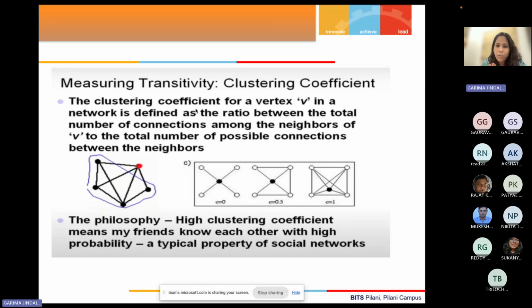First of all, how do we measure transitivity in networks? There is a measure called the clustering coefficient, which we will study. The clustering coefficient quantifies the transitivity in the network. The higher the clustering coefficient, the higher the possibility of your friends becoming friends with each other, and the higher the probability that this particular group is a closed group.